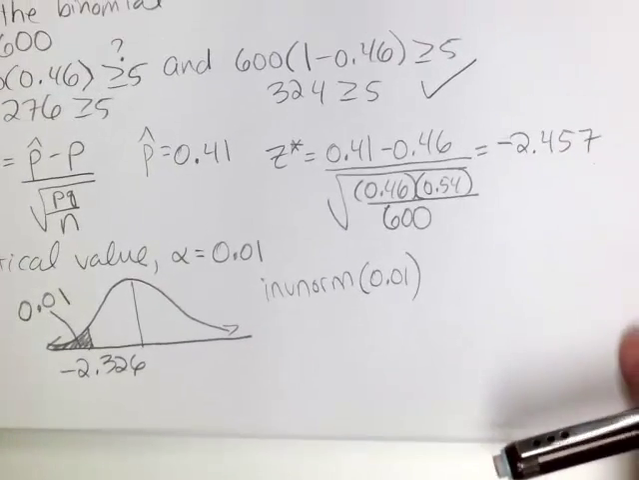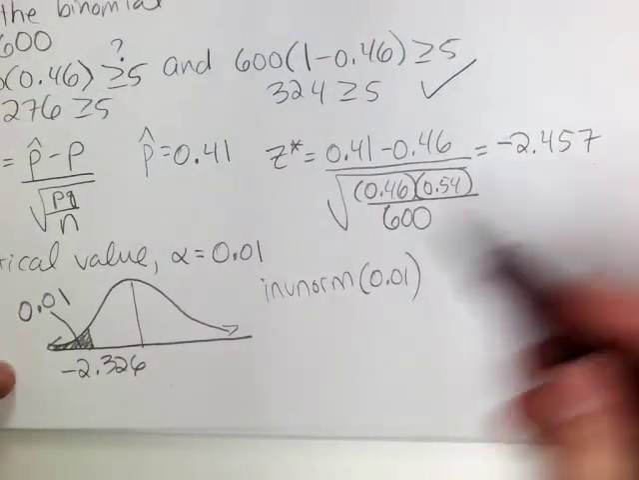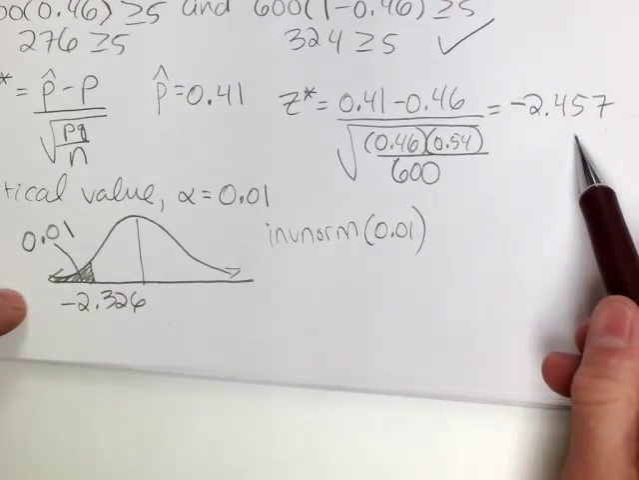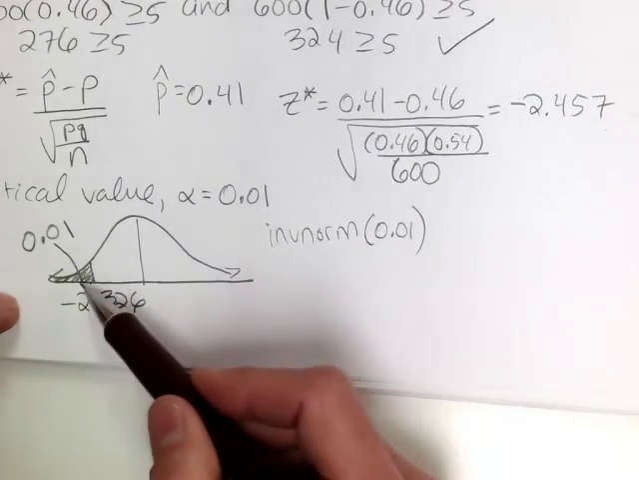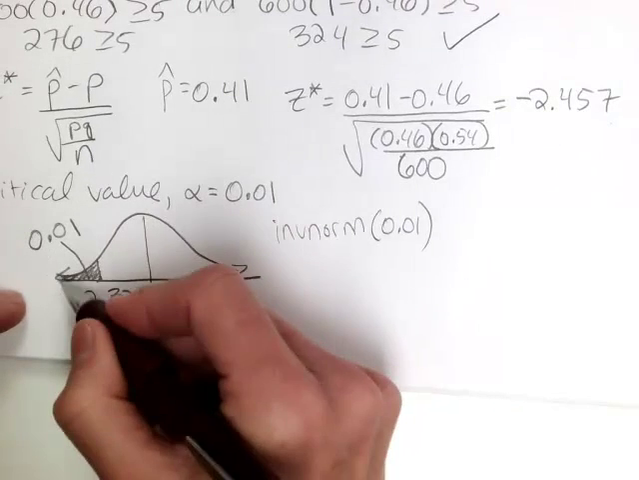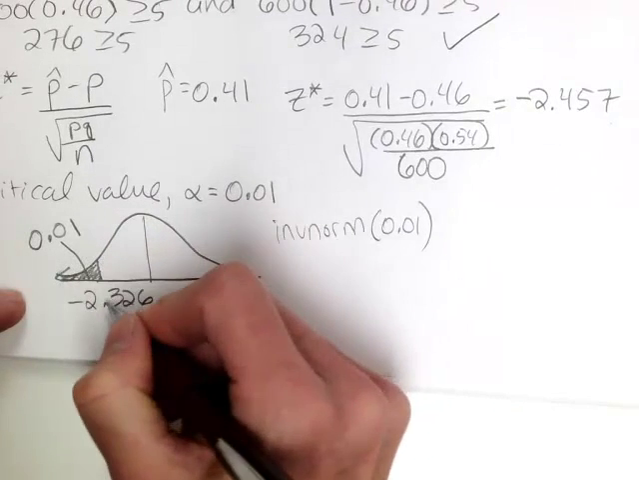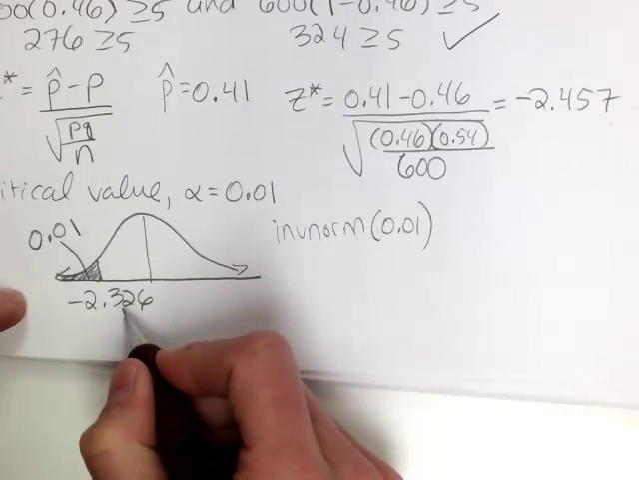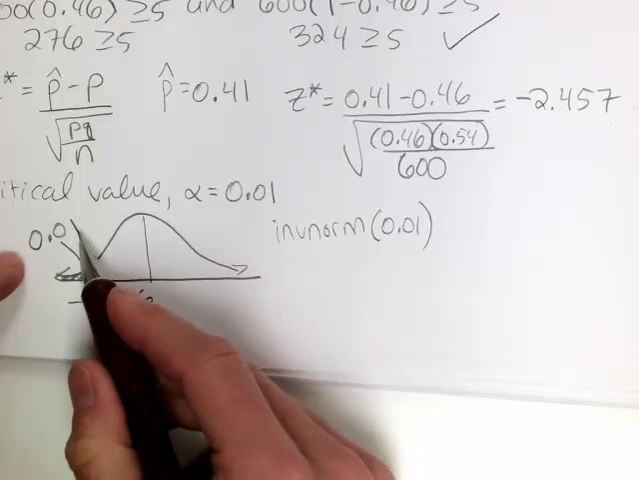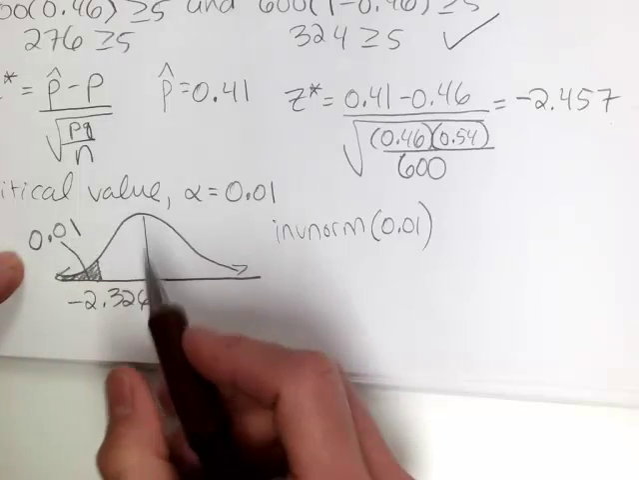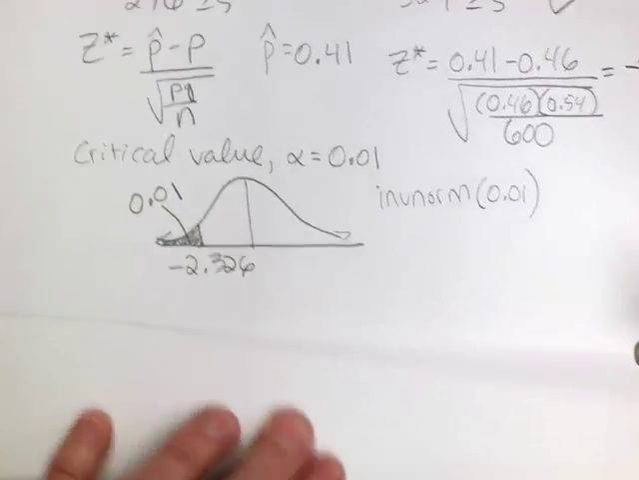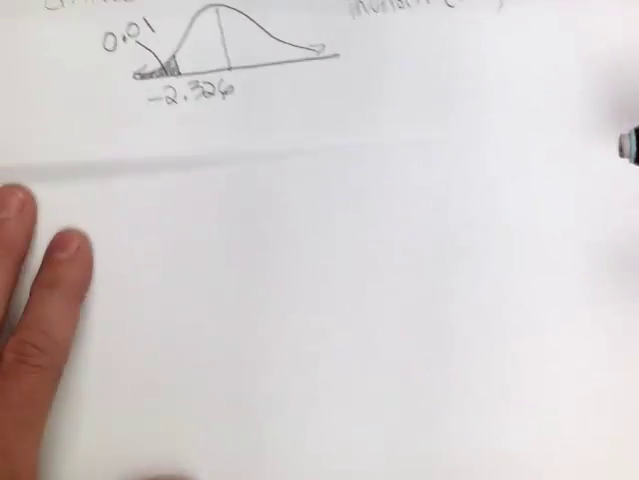Now I want to compare where my test statistic lies with respect to the critical value. Clearly negative 2.457 is further in the rejection region, so I know that I'm going to be rejecting the null. But it's reasonably close to the critical value, so I'm going to expect my p-value to be reasonably close to 0.01. So my next step is to use the p-value.